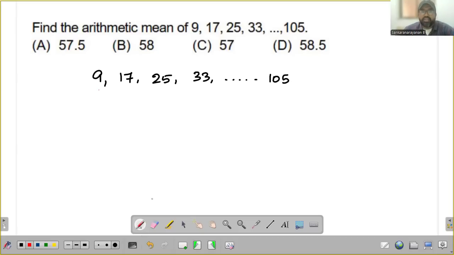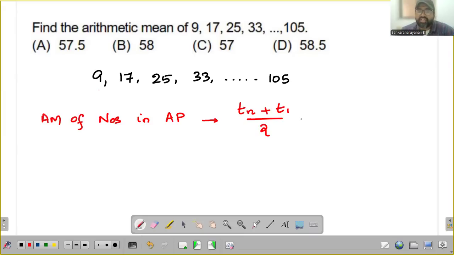Now please note, if these numbers are in arithmetic progression, then the arithmetic mean of numbers in arithmetic progression is nothing but the last term plus first term divided by 2. It is going to be the arithmetic mean of 105 plus 9 divided by 2. Okay, here you can see the common difference is coming as 8. 9 plus 8 is 17. Plus 8 is 25. Plus 8 is 33.